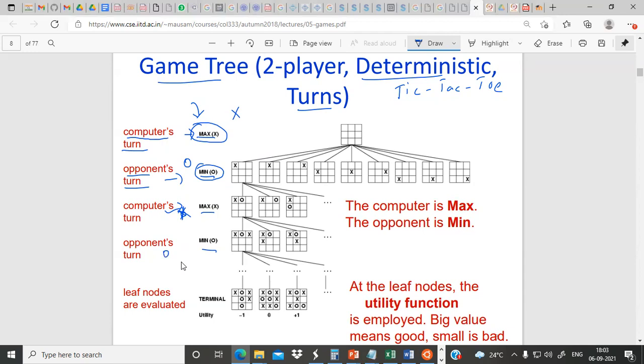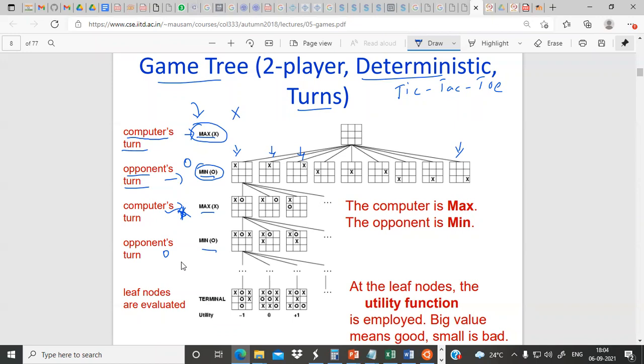In a tic-tac-toe game, initially all the 9 blocks are empty. Now the computer can make any one of these possible moves. This is the first possibility, this is the second possibility, this is the third possibility, so on and so forth. The computer can make any one of the 9 choices. In the first case, it can keep the first coin in the first row, first column, otherwise first row, second column, otherwise first row, third column, otherwise second row, first column, and so on. So these are the 9 possible moves the computer can make during the first turn.